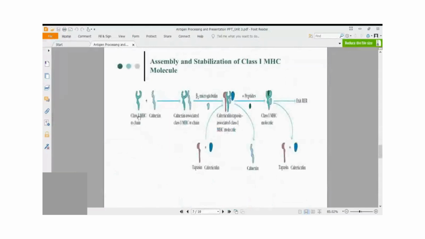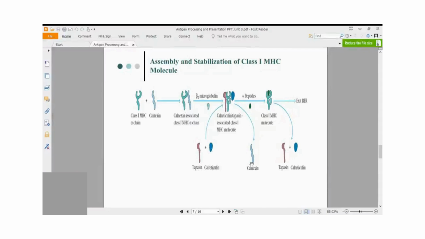The class 1 MHC is synthesized within the rough endoplasmic reticulum, in the sense that it is assembled there. The protein is synthesized outside, that is on the ribosome. It is assembled within the rough endoplasmic reticulum lumen. It is protected by calnexin, a molecular chaperone, until beta-2 microglobulin comes and joins it. Once beta-2 microglobulin joins it, the molecule is complete. As soon as the molecule is complete, it is joined by two more chaperones, that is tapasin and calreticulin.